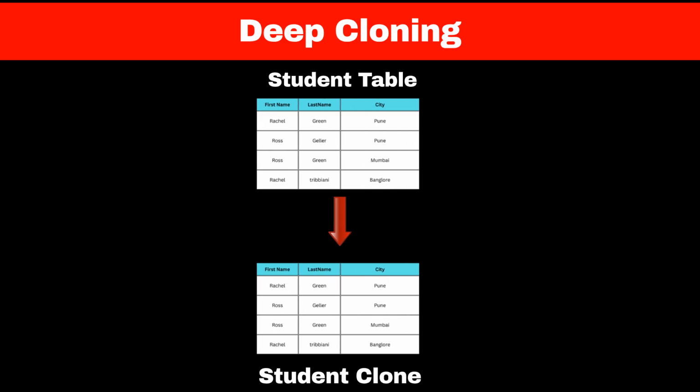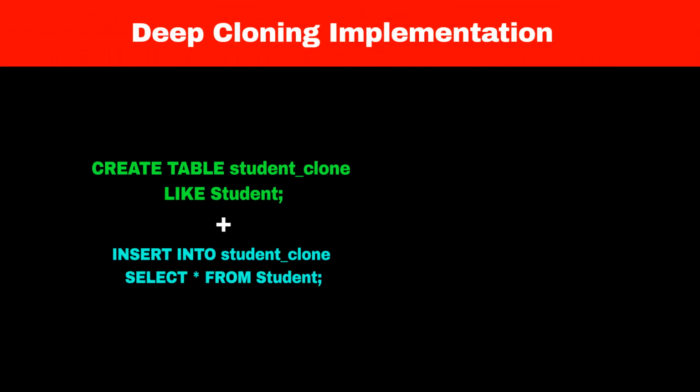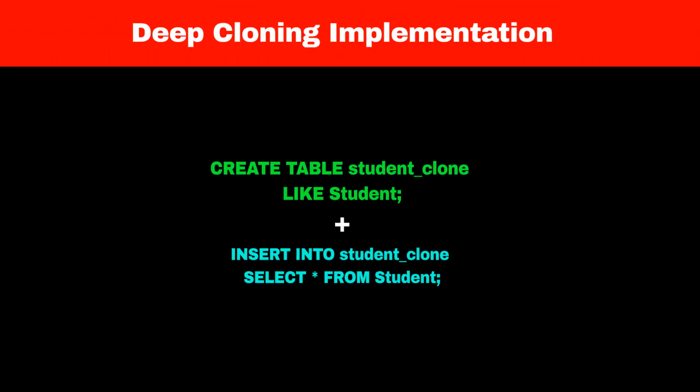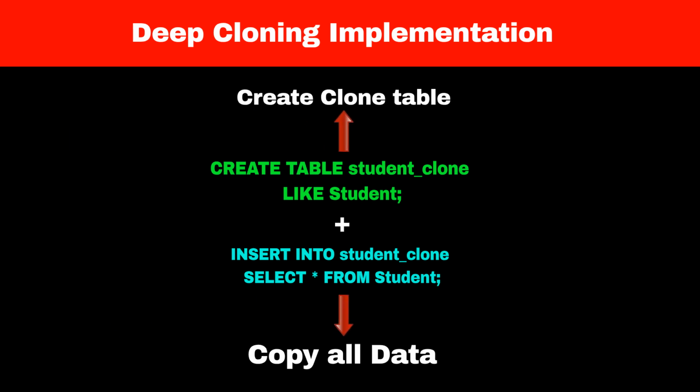Next type of cloning is deep cloning. Deep cloning in SQL creates a new table with the same structure as the existing table and also copies the data from the original table. This means that the new table will be an exact replica of the original table, including both structure and data. We can perform deep cloning using the LIKE and INSERT INTO statements. So the first statement creates a new table student_clone with the same structure as the student table, and the second statement copies all the data from the student table to the student_clone table.